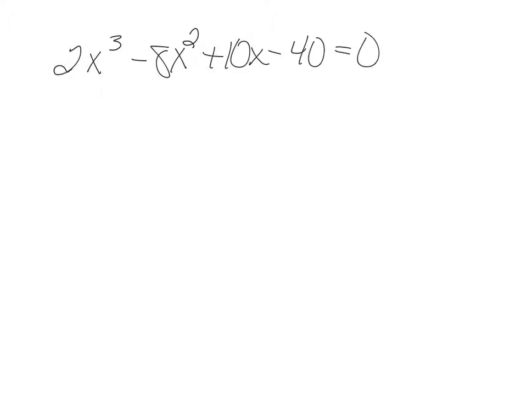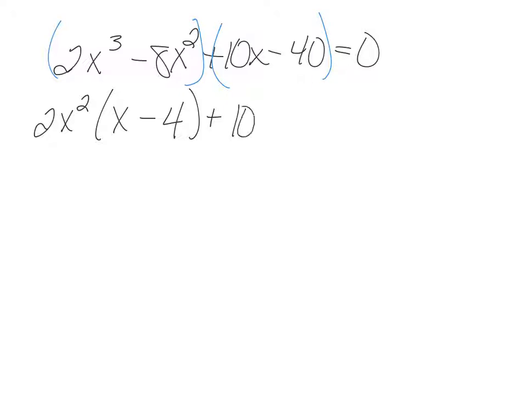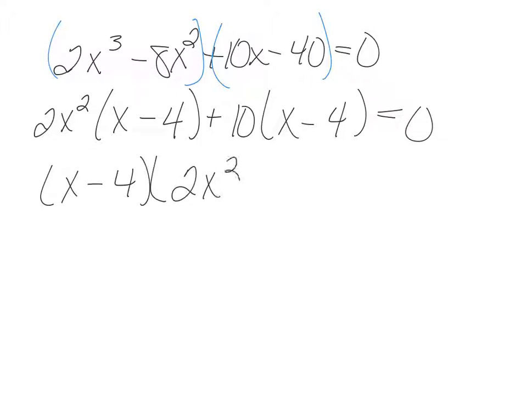Remember, when we have 4 terms, we want to factor by grouping. So factor out from your first binomial 2x squared, and I'm left with x minus 4. And then factor a positive 10, x minus 4. Factor out the x minus 4, I'm left with 2x squared plus 10. Now, zero product property says that x equals 4.